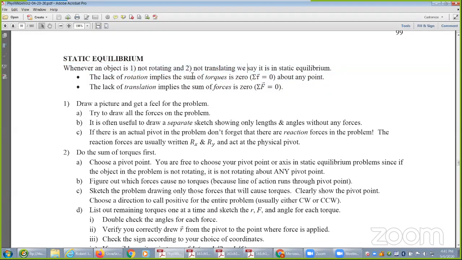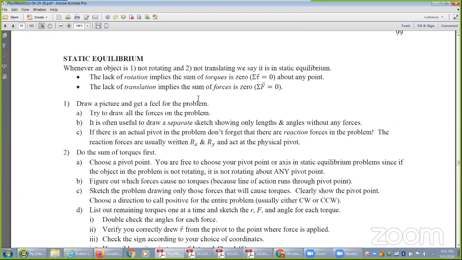All right. When that is true, we have these 2 bullet points. A lack of rotation implies the sum of torque is 0. Otherwise, you would have angular acceleration and it would rotate. So that's basically a fancy way of saying alpha equals 0. Angular acceleration is 0. And notice, you're not rotating about the top, the bottom, the left, the right. You're not rotating about any point.